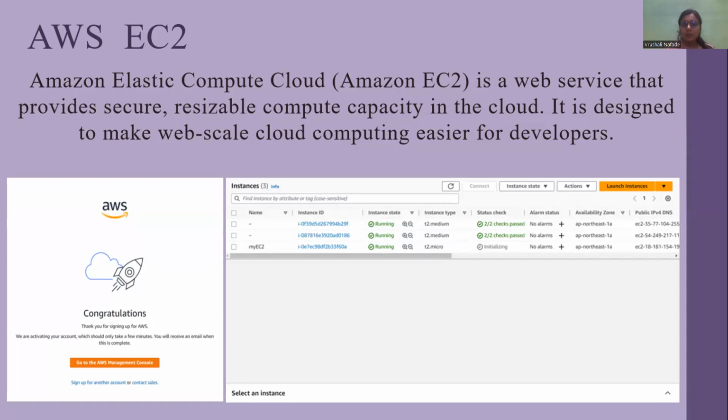Amazon Elastic Compute Cloud is a web service that provides secure, resizable computing capacity in the cloud. It is designed to make web scale cloud computing easier for developers. These are some of the instances which I have created, and these are in a running state.